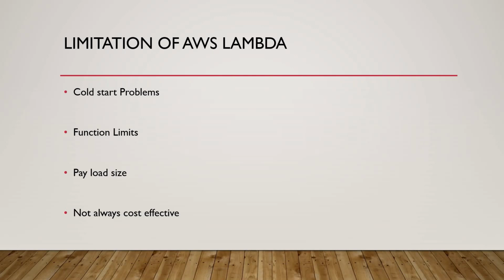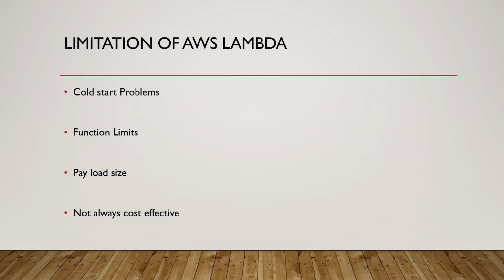We have the cold start problem. When a function is started in response to an event, there may be a small latency between the event and the function running. If the function hasn't been used in the last 15 minutes, the latency can be 5 to 10 seconds, making it hard to rely on Lambda for latency-critical applications.